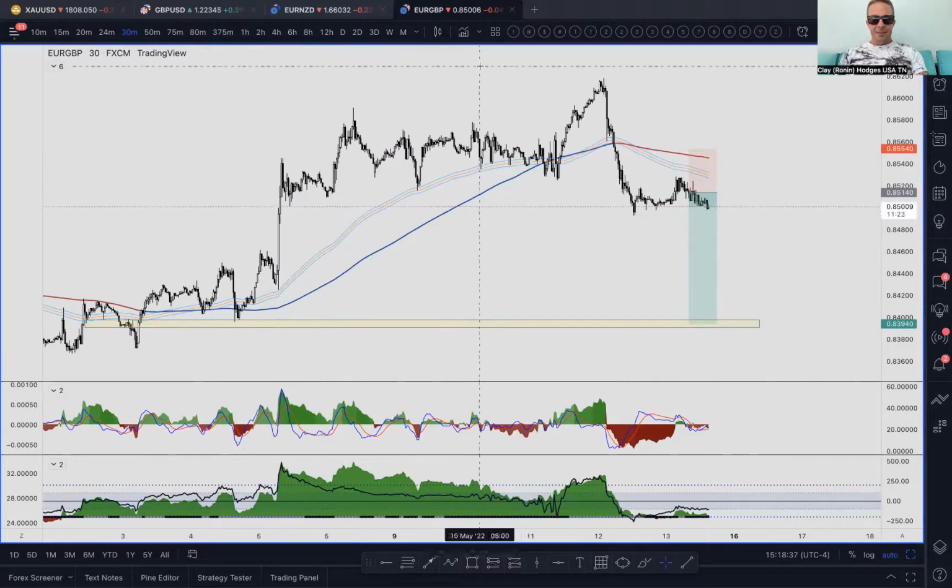So that being said, it's going to be a big week next week. These moves on the yen are just now getting started.